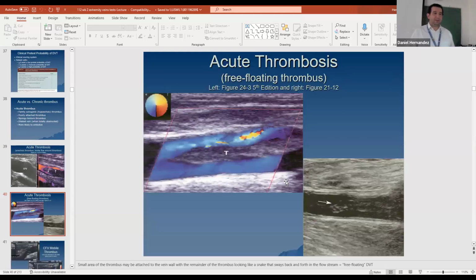An example of some free floating thrombus here. So even though this looks more echogenic, this is still considered an acute thrombus. The borders are very smooth with this thrombus. It's loosely attached, so this would be something that you'd probably see flapping around in there in real time if we're imaging this.